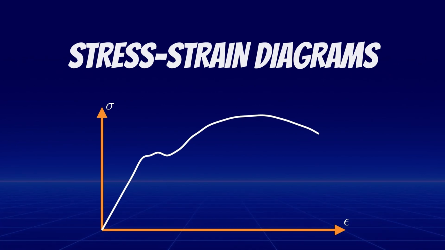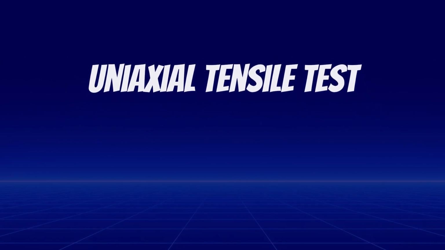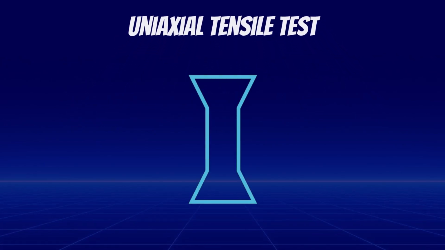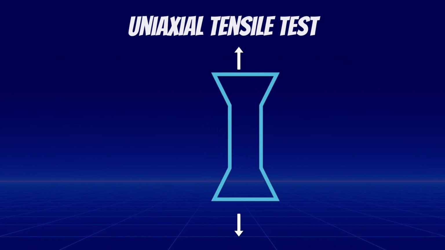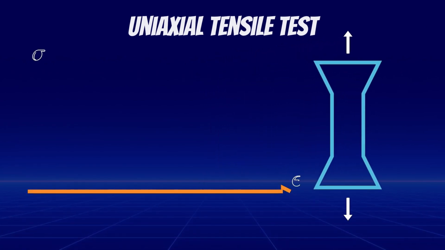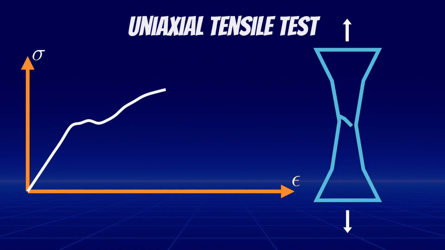material properties. To generate a stress-strain diagram for a material, scientists use a method called the uniaxial tensile test. In this test, a specimen shaped like a dog bone is subjected to axial forces, and the elongation is recorded for each applied force. By applying the equations for stress and strain, a stress-strain diagram can be plotted for that material.